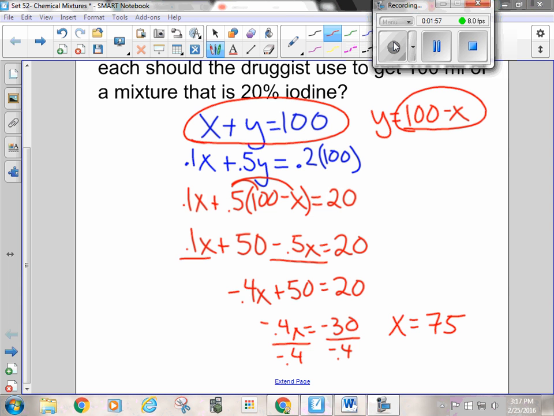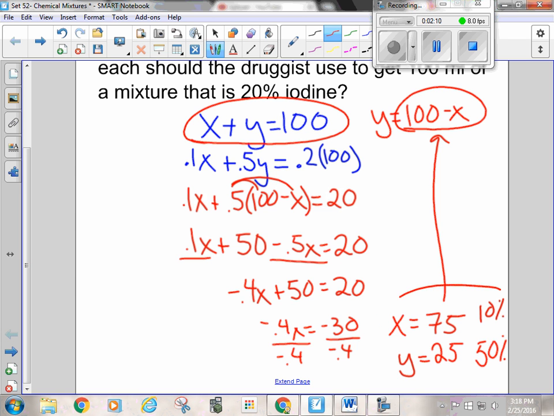So I found how much of my 10% solution. Remember, that was our 10% one. And now I need to find y. Well, I'm just going to plug my 75 back in. So 100 minus 75 is 25. So of my 50% solution, I have 25 milliliters. So really, these aren't hard problems. We just need to set them up into a system, and then we just follow right along with that system.